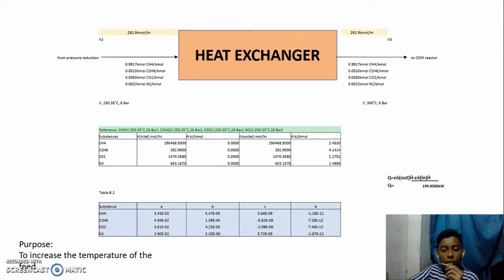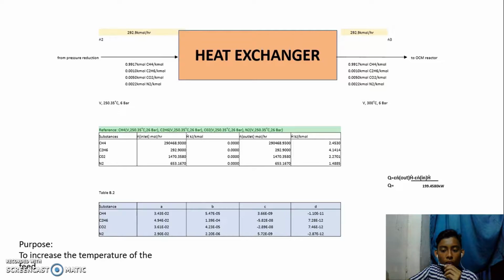Okay, the next BFD is the heat exchanger. The moles are still the same, inlet and outlet, because this is a non-reactive unit, so we just calculate it the same way. The purpose that we put the heat exchanger is to increase the temperature of the feed, because the temperature from the pressure reduction is 250.35 degrees Celsius, and we have to increase it to 300 degrees Celsius.